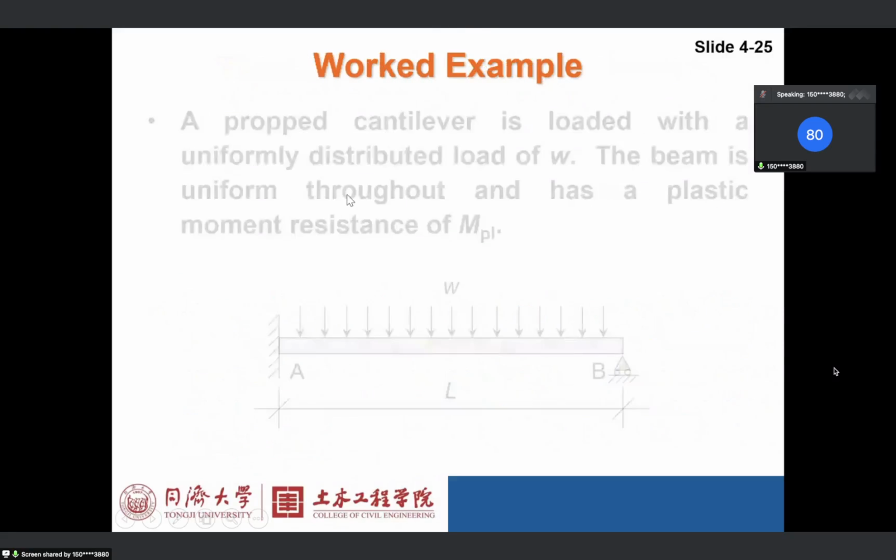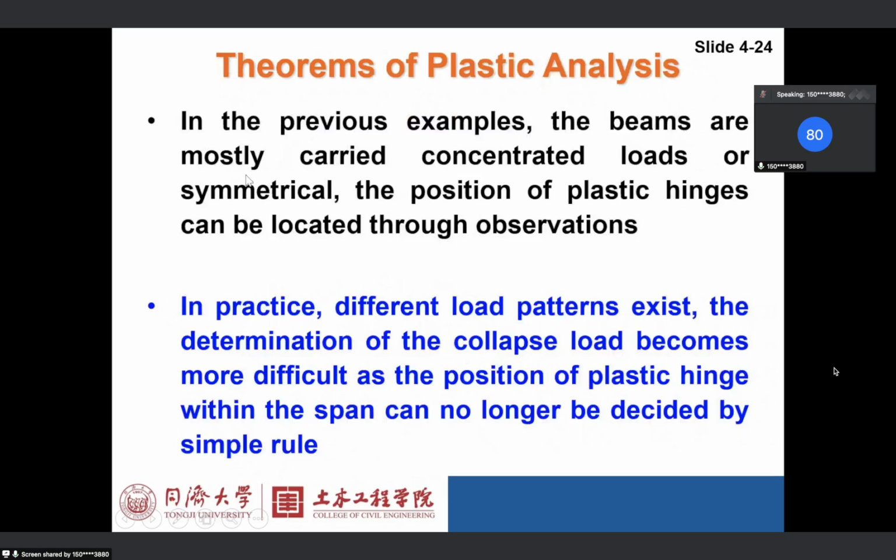In the previous examples, the beams mostly carried concentrated loads or were symmetrical, and the position of plastic hinges could be located through observation and guesses. However, in practice, different load patterns could exist, and determination of the collapse load becomes more difficult as the position of plastic hinges within the span can no longer be decided by a simple rule.